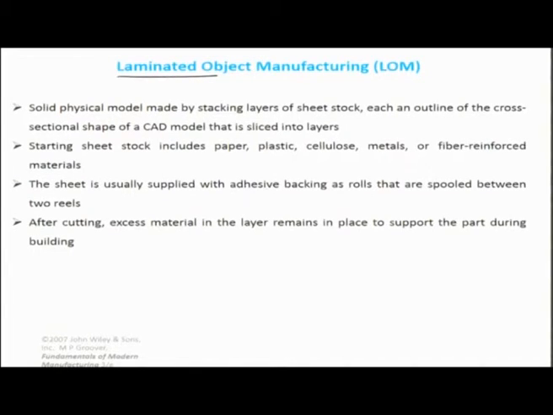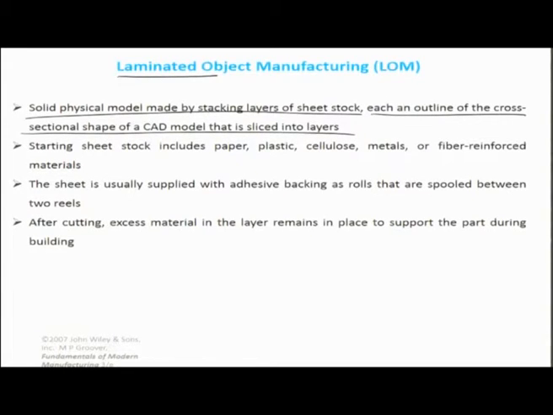Each laminate is positioned as a slice of information coming from a 3D geometry and formulates one layer of the geometry in the physical sense, in the physical real world. So the solid physical model is made by stacking layers of sheet stock, each an outline of the cross-sectional area of the CAD model, which is sliced into layers again, okay.